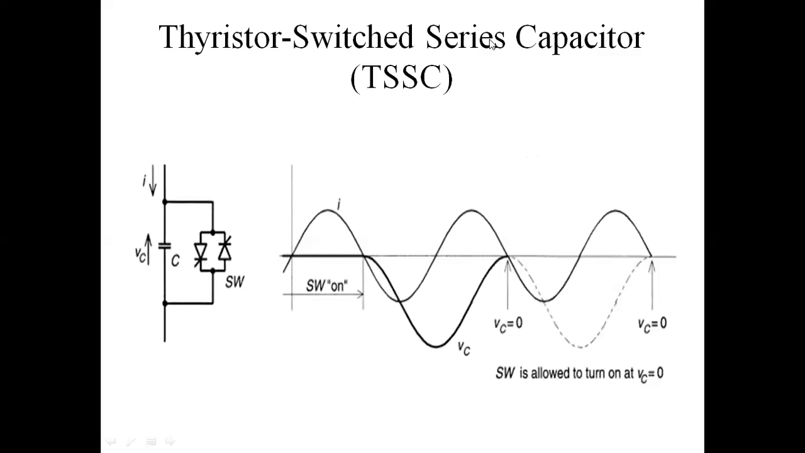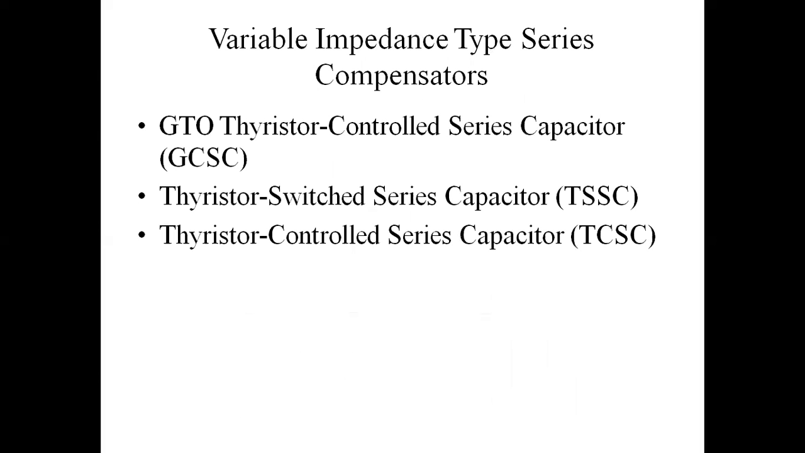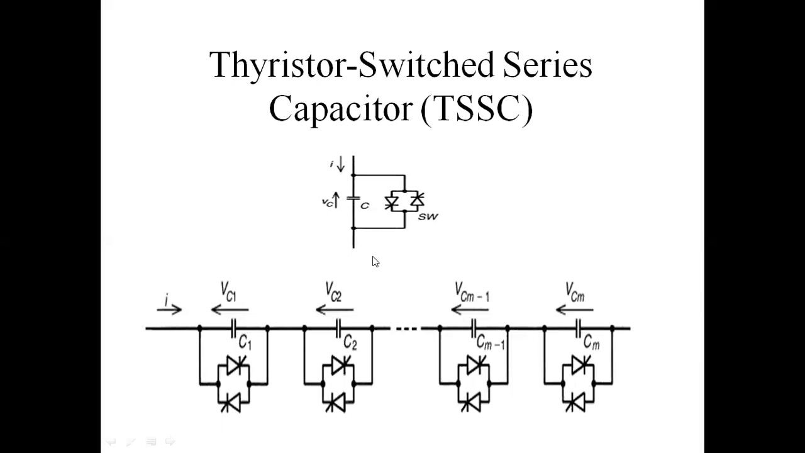The main difference between TSSC and TCSC: in thyristor switched series capacitor, we will not control the impedance value. In thyristor controlled series capacitor, we will control the capacitance value. We will vary the impedance from 0 to infinity. The main difference is that.